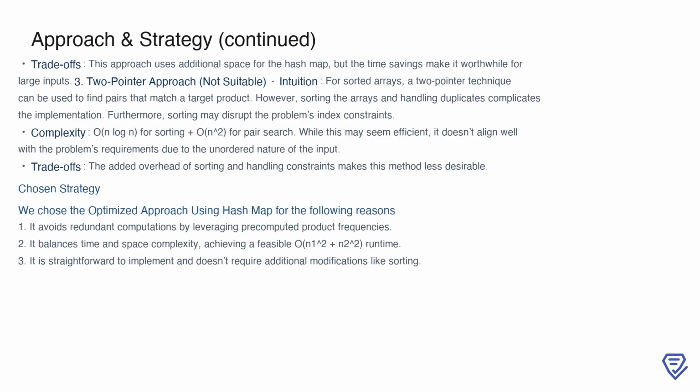Another approach we considered is the two-pointer method, which is often useful for finding pairs in sorted arrays. The idea here is to sort the arrays and then use 2 pointers to find pairs matching the target product. While this method is efficient in terms of time complexity, with sorting taking n log n, and pair searching taking n squared, it introduces complications. Sorting the arrays may disrupt the original index constraints of the problem, and additional effort is required to handle duplicates. These factors make the two-pointer approach less desirable for this specific problem.